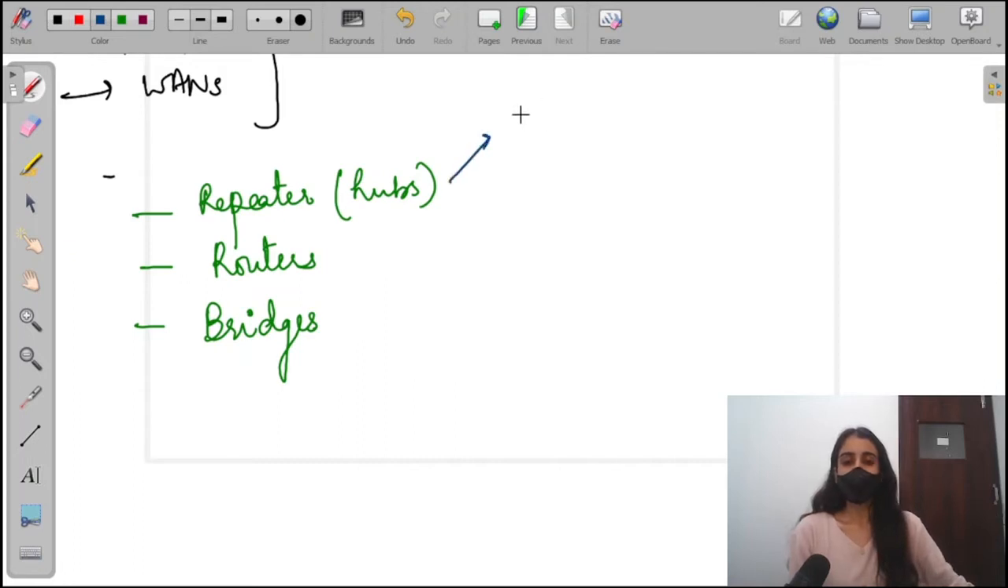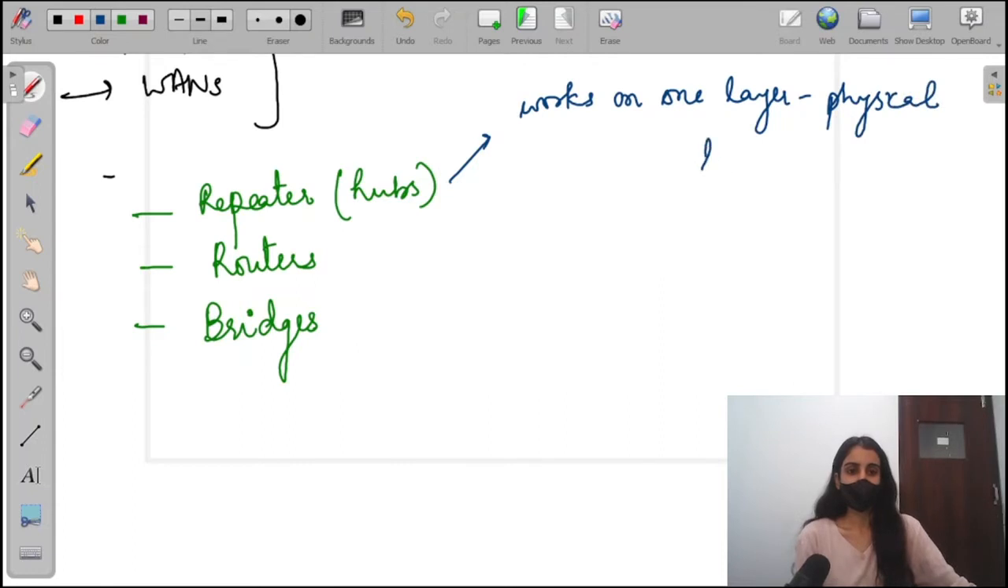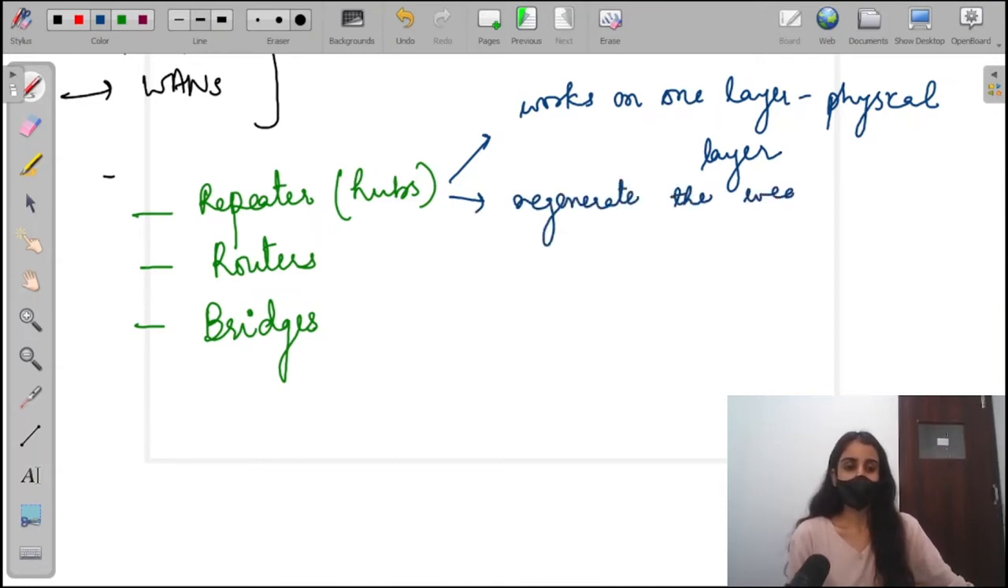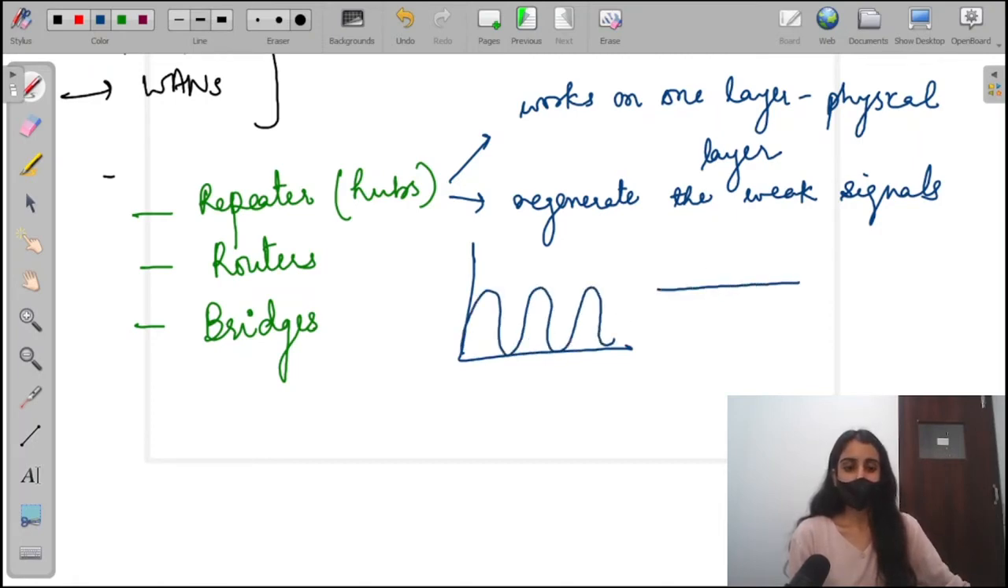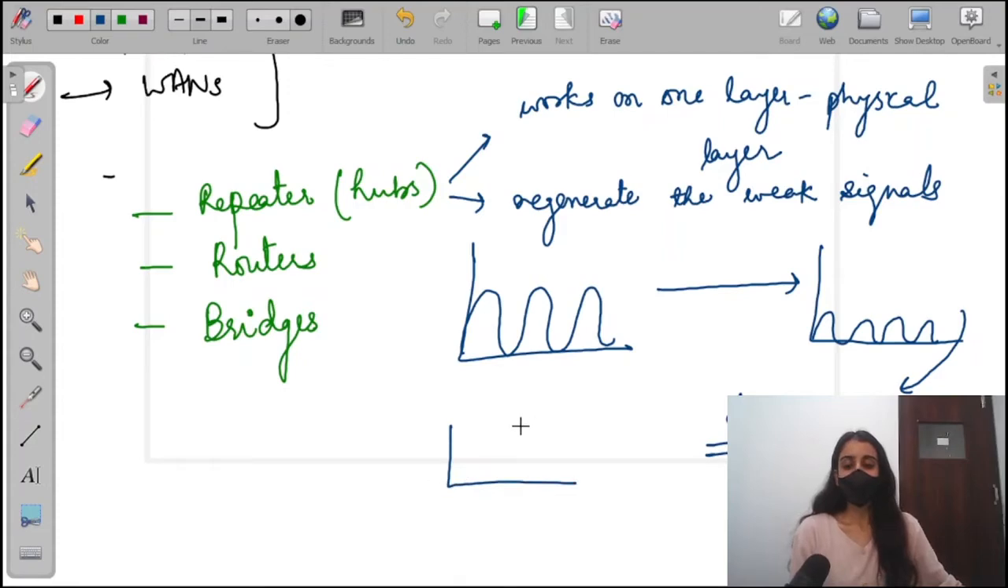So repeater, it only works on one layer, which is the physical layer. And it has just one job, to regenerate the weak signals. Why we need that is that suppose initially the signal was this, and over the path the signal became this. So when it would reach the destination, there are high chances that it would get lost.